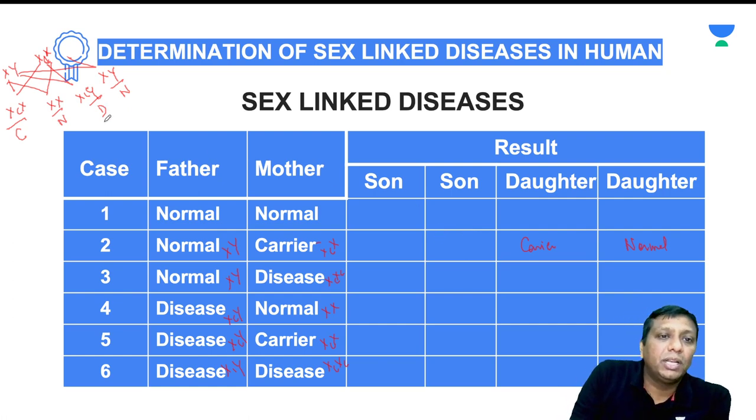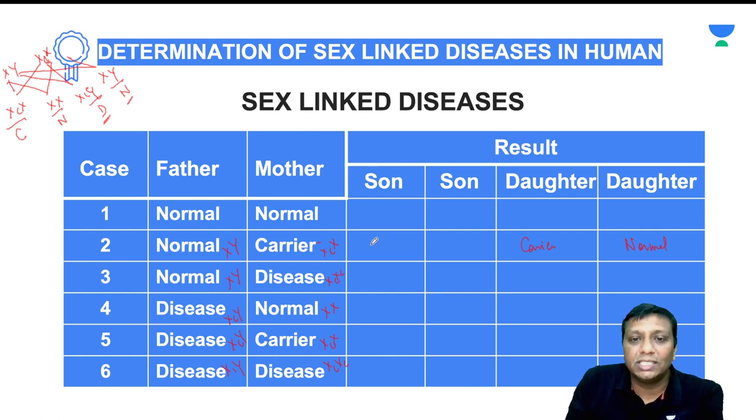And what about the possibility of a son, either XCY or XY? Either it's a disease or it's normal. The son may have a normal or disease. So disease or normal. This is the answer. I hope everybody is clear. See the second case.